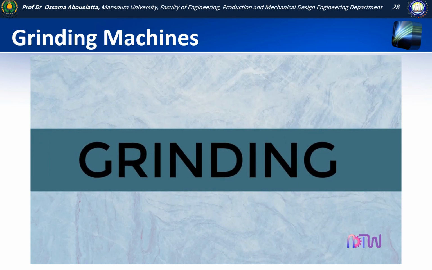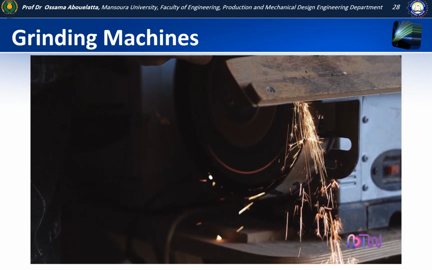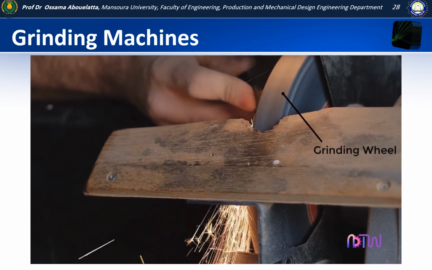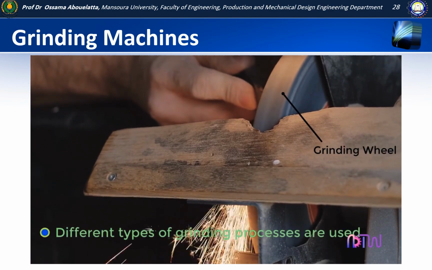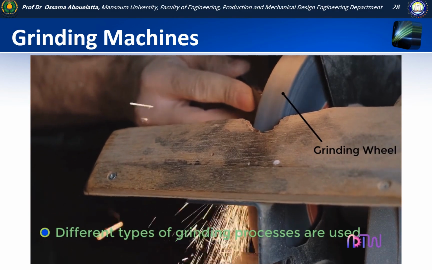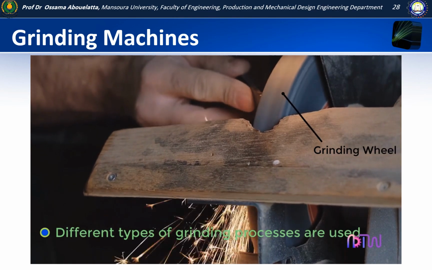Grinding. What is the grinding process? The grinding process is a method of material removal, using a grinding wheel or a grinder as a cutting tool. Different types of grinding processes are used in industries for material removal purposes. There are different types of grinding machines available.